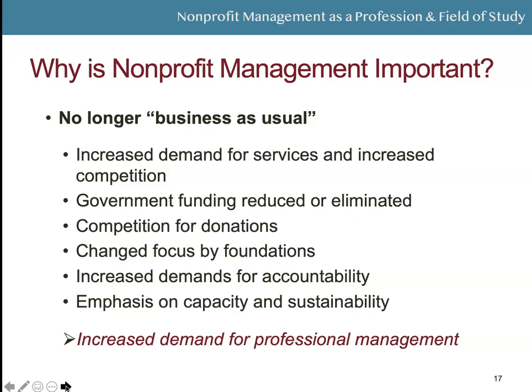And there's also an emphasis on increasing capacity and sustainability in nonprofit organizations. And so all of that has led to an increased demand for professionalizing management. 50, 60, 70 years ago, most nonprofit organizations were probably led by a volunteer, whereas now, of those 1.6 million nonprofit organizations, the overwhelming majority, and I don't know the number, but I'd certainly like to find out, the overwhelming number of them are operated and managed by paid staff.